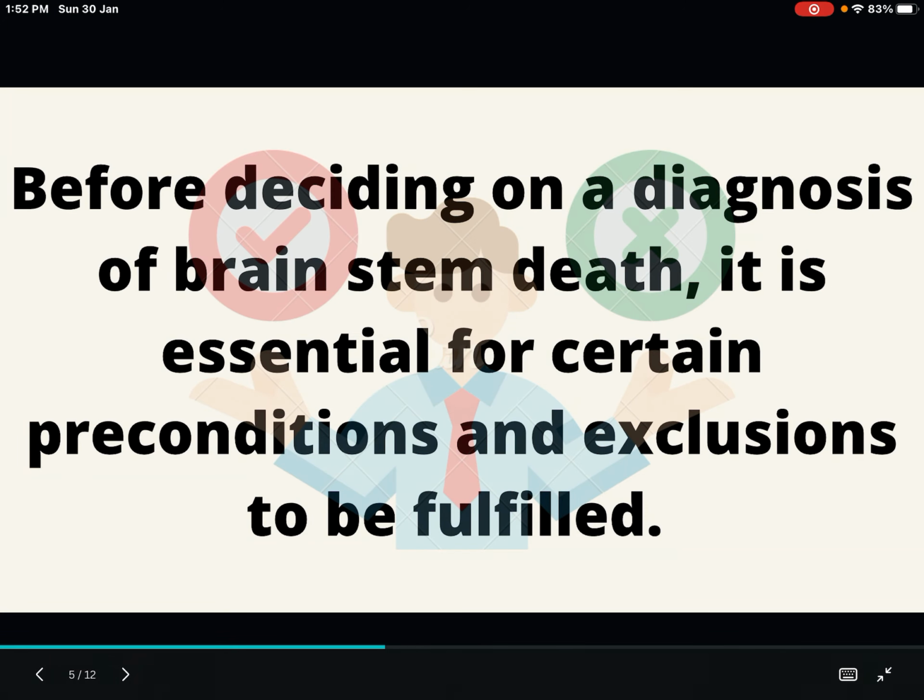Before deciding on a diagnosis of brain stem death, it is essential for certain preconditions and exclusions to be fulfilled. In this topic, the question that we'll get in the university examination is diagnosis of a brain death, or diagnosis of a brain stem death, or diagnosis of a brain dead patient. So these are the questions that we can get from this topic. I'll be talking about how to approach that question, and mostly this would be a 2-marker question.